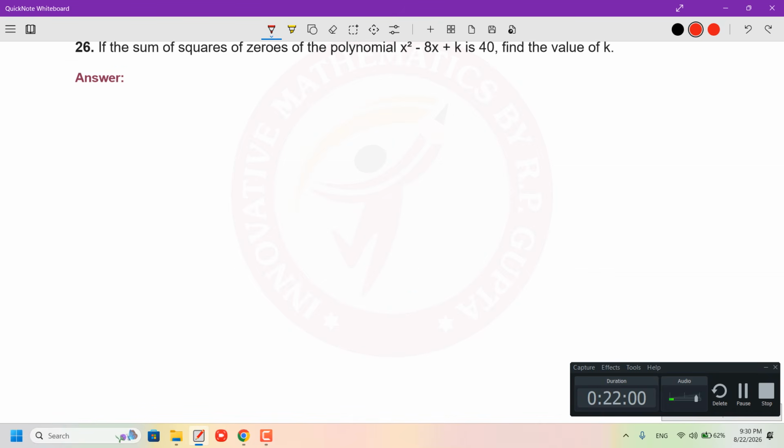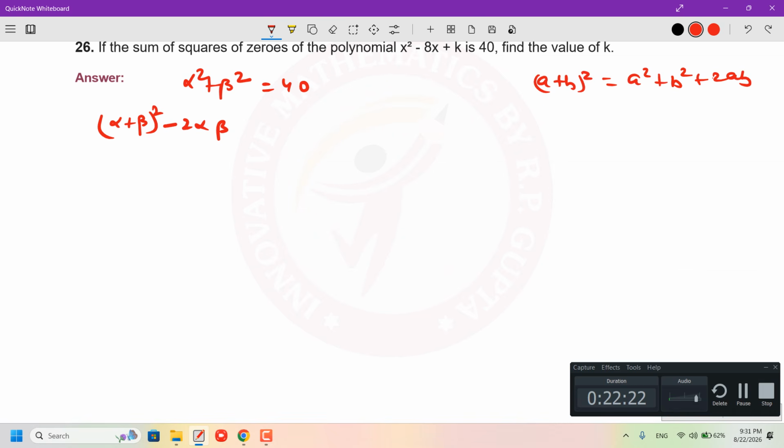Sum of the squares of zeros of the polynomial means alpha square plus beta square equals 40. It means alpha square plus beta square is alpha plus beta whole square minus 2 alpha beta. Why does this happen? Because a plus b whole square equals a square plus b square plus 2ab, and a plus b whole square minus 2ab equals a square plus b square. That's why this is equal to 40.